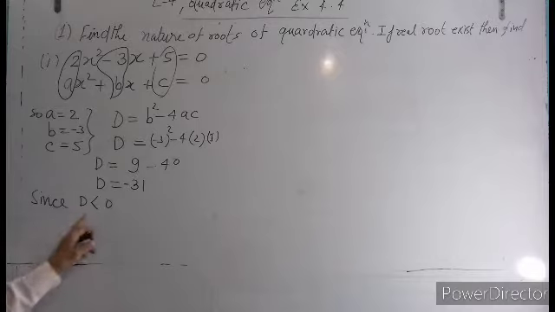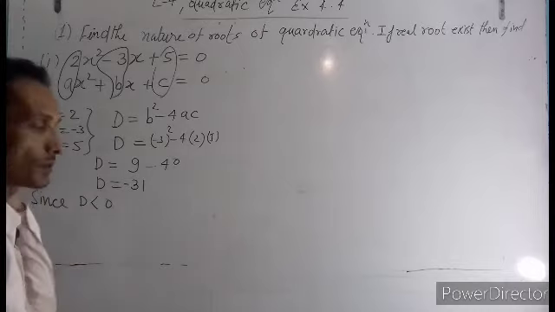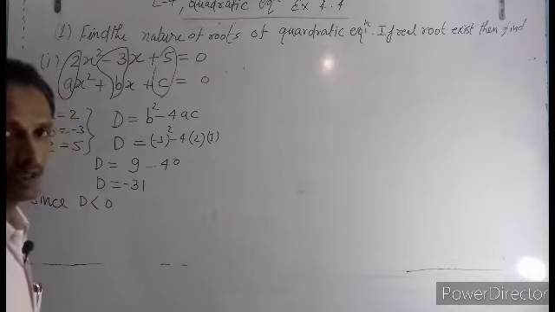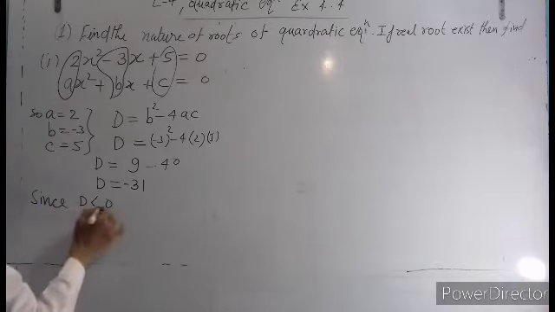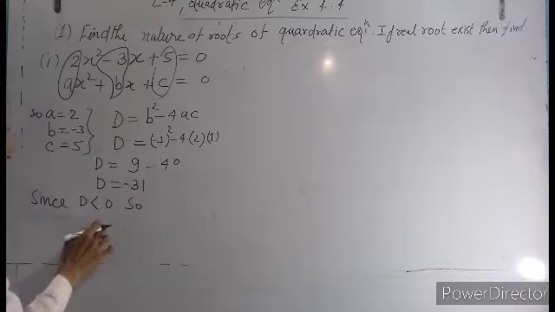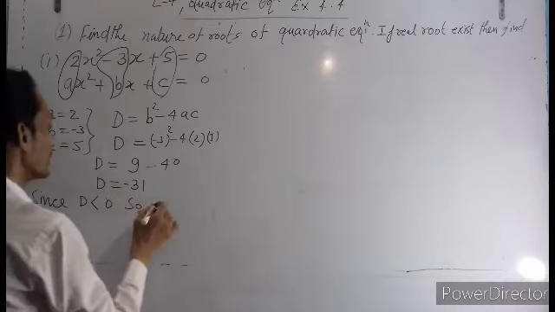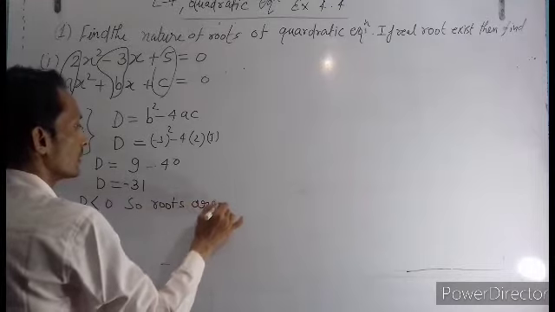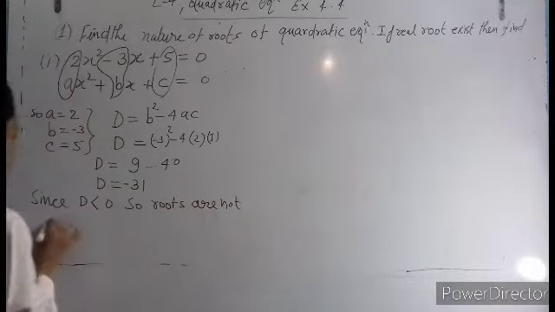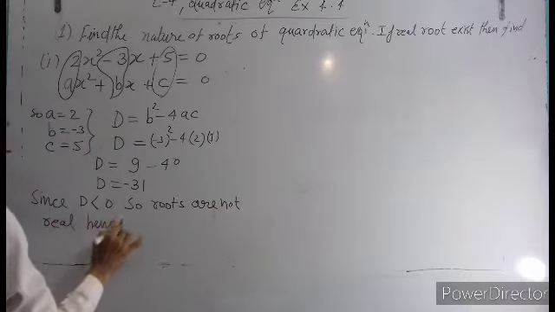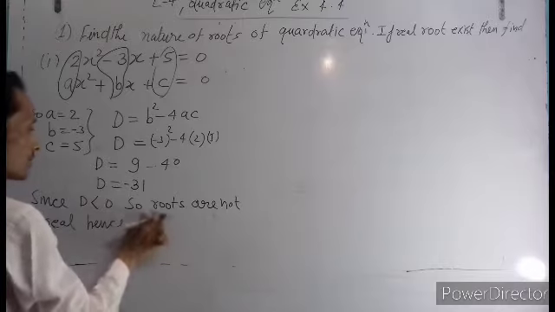Just now, if D is less than 0, what is the nature of the roots? Then the roots are not real and do not exist. Since D is less than 0, so 31 minus 31 is less than 0. So D is also less than 0. So the roots are not real, hence they do not exist.